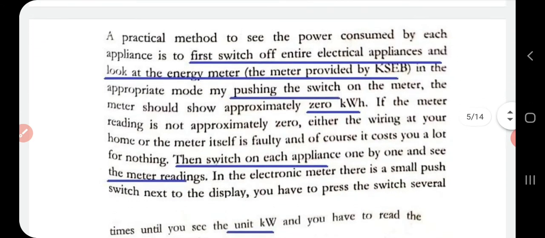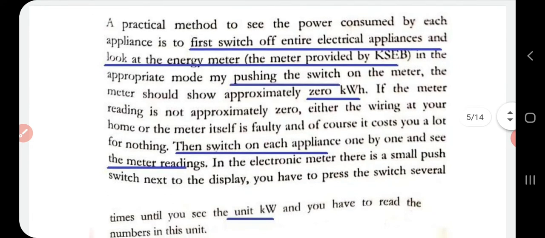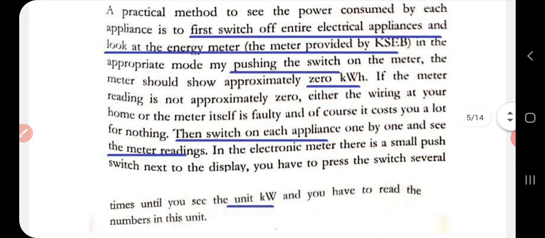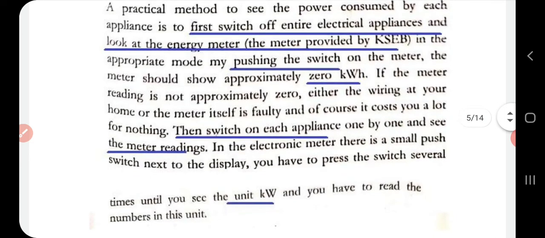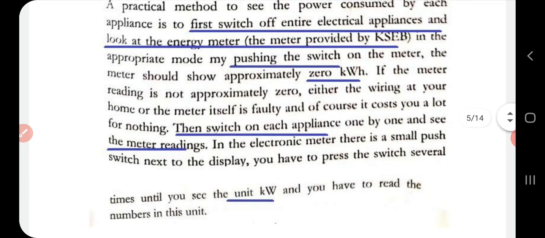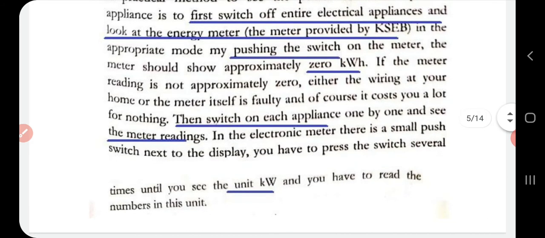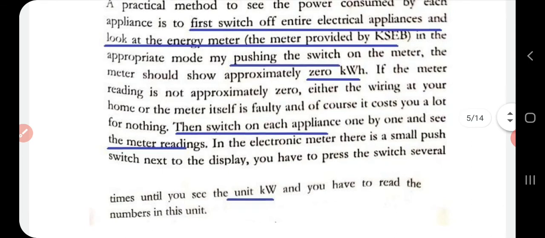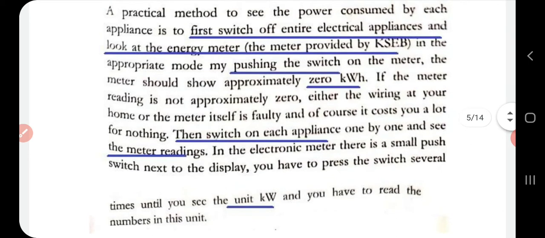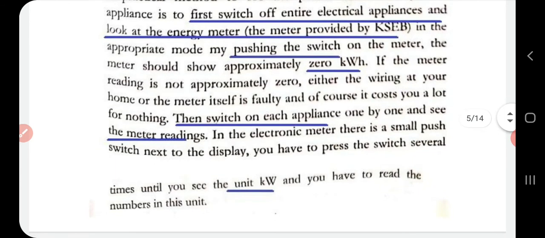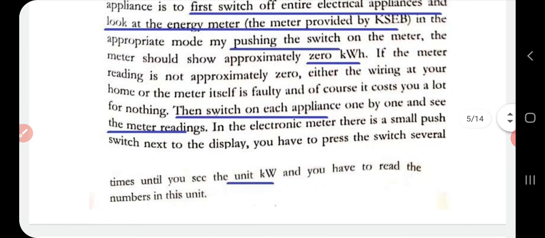Now, a practical method to see the power consumed by each appliance is to first switch off all electrical appliances. That is, you switch off each and every appliance in your home and look at the energy meter in your home. Then, set it in the appropriate mode by pushing the switch on the meter. This is how you set the meter. That is, push the switch on and then look at the meter. The meter should show approximately 0 kilowatt hour.